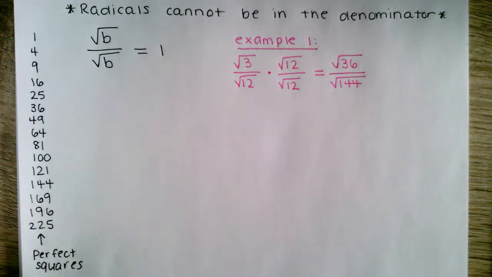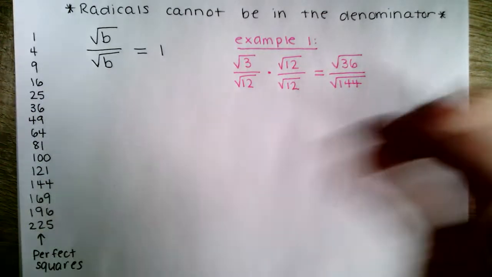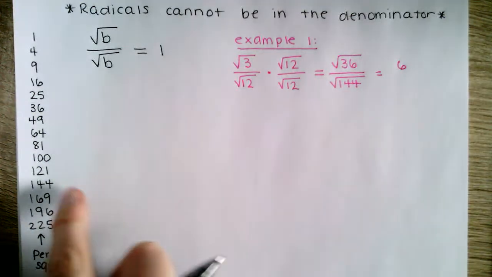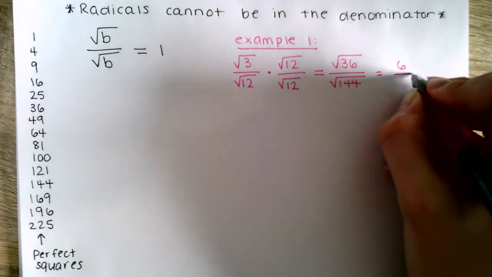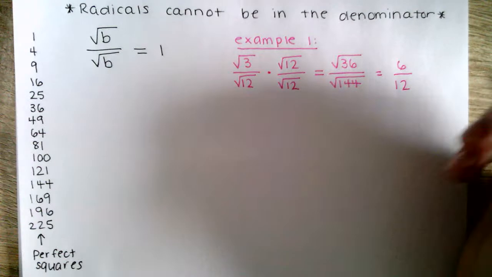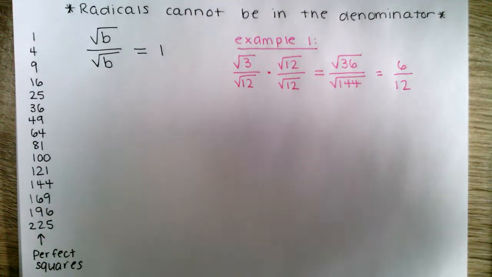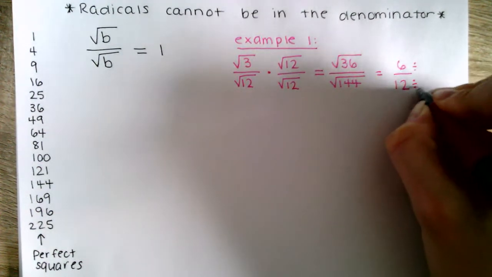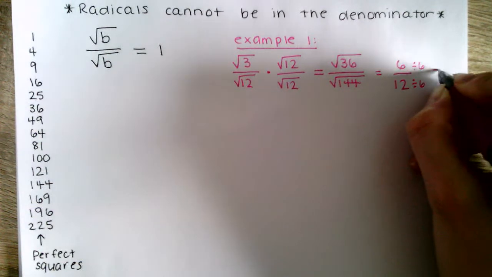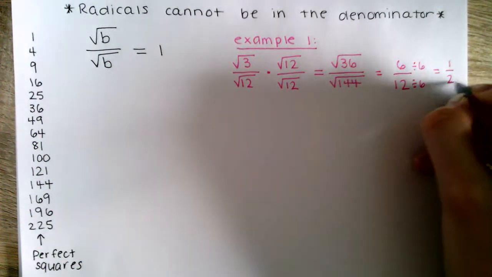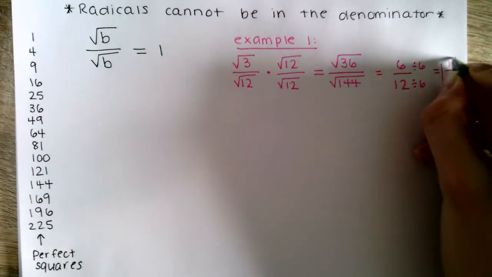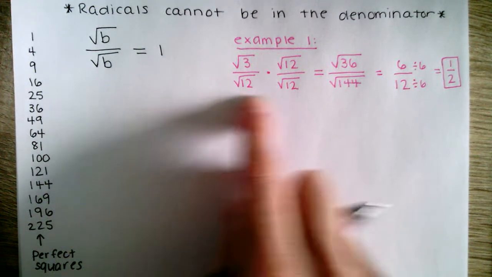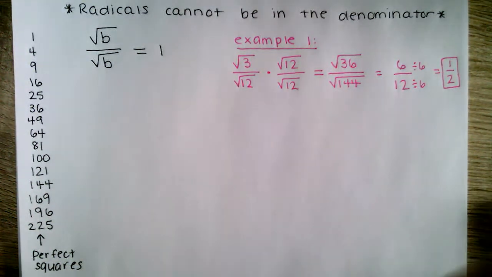So back to our problem. 36 is on our list, and that is the perfect square of 6, so that just turns into 6. 144 also happens to be on our list, so that simplifies to 12. Now both of these are out of the radical, which means we can simplify them. I can divide top and bottom by a common factor of 6, and that leaves us with our final answer of 1/2. So radical 3 over radical 12 actually simplifies down to just 1/2.